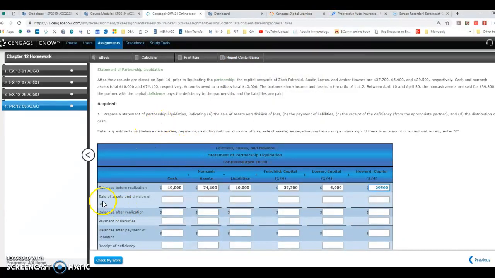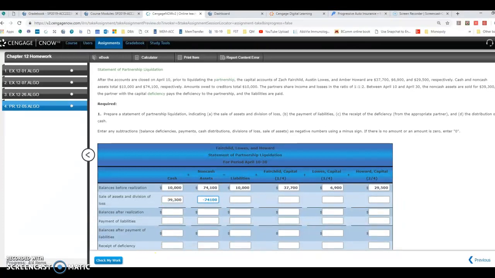Now, next, we want to look at the sale of our assets and division of loss. It tells us the non-cash assets are sold for $39,300. That means we got cash of $39,300. Now, we're selling these assets and they're being carried at $74,100. So we have to take them off at $74,100, and we're going to have to put a negative sign in front of that, I think, to keep Cengage happy.